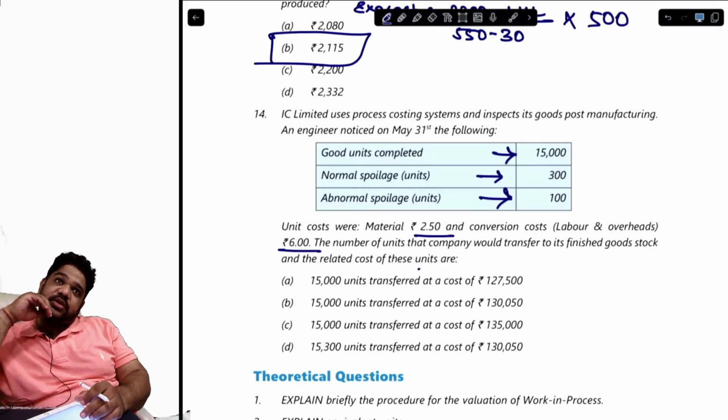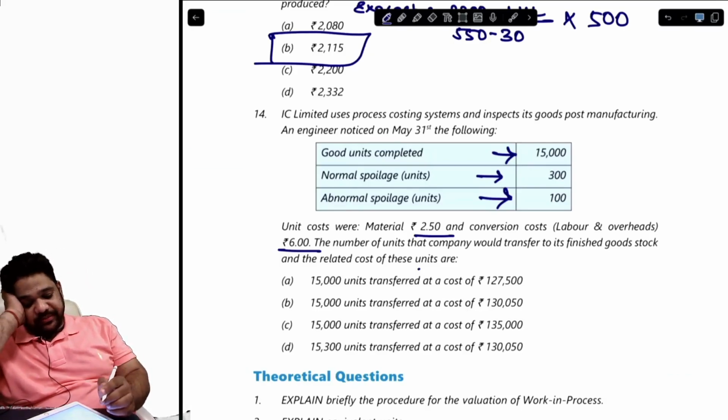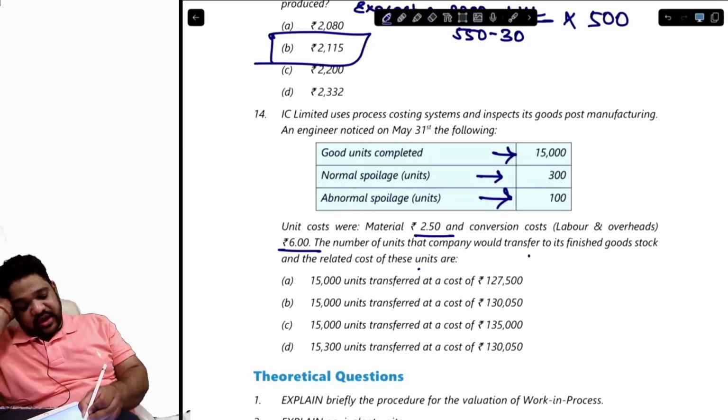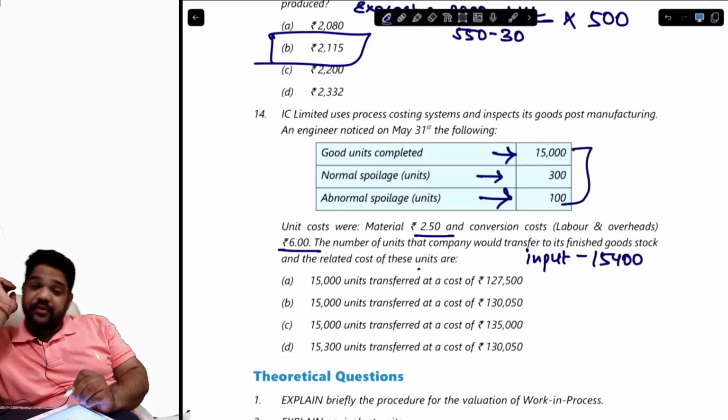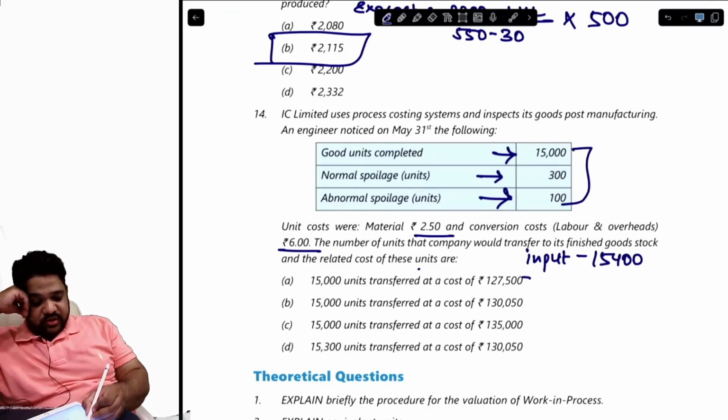Now, you'll have to understand how this will happen. So, you have input of how much? You have an input of 15,400. Okay. Less normal loss, 300.